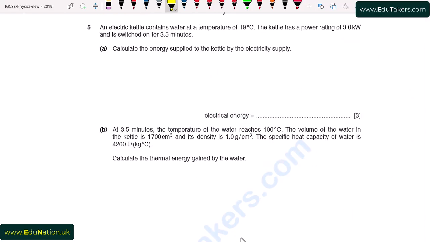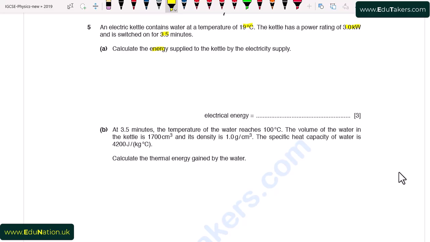Question number 5. An electric kettle contains water at a temperature of 19 degrees C. The kettle has a power rating of 3.0 kilowatt and is switched on for 3.5 minutes. So here the initial temperature is 19 degrees C, the power of the kettle is 3.0 kilowatt and the time is 3.5 minutes. Part A. Calculate the energy supplied. Here we have to calculate the energy supplied to the kettle by the electricity supply. So we have to find the energy when time, temperature and power are given.